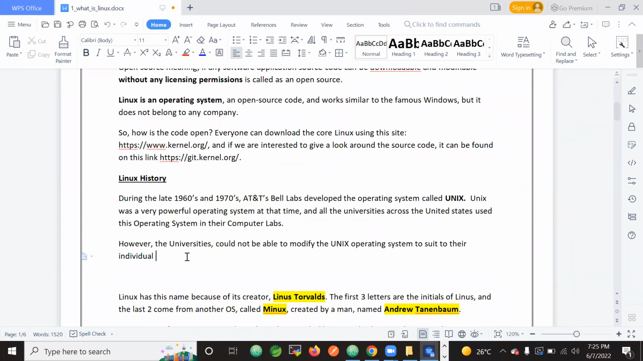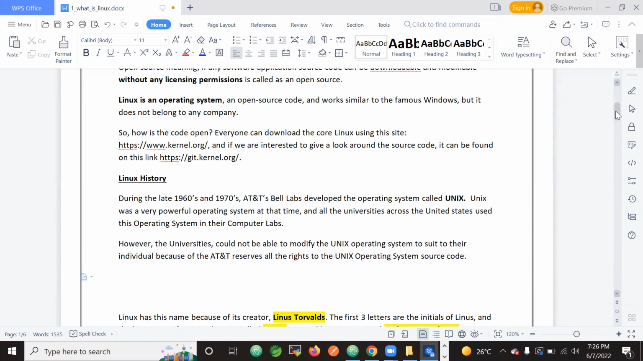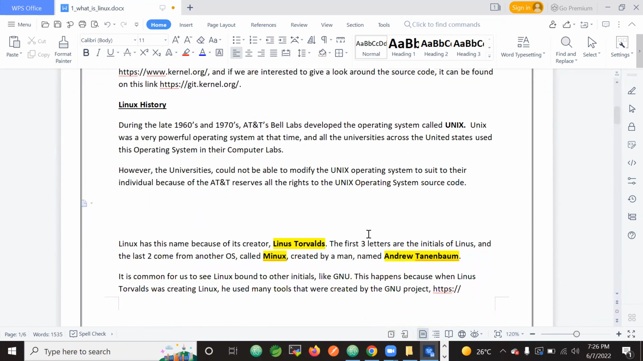Why? Because of AT&T, which developed this Unix operating system, right? AT&T reserves all the rights to the Unix operating system source code. So on the Unix source code, all the rights were reserved by AT&T Bell Laboratories.